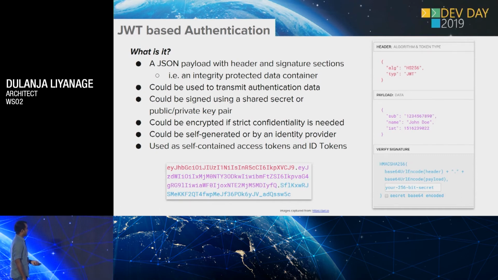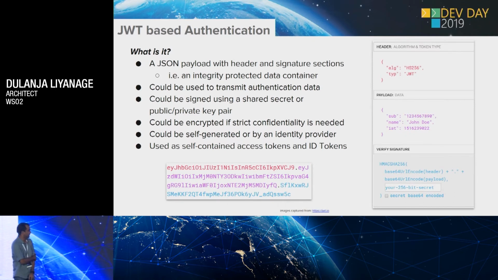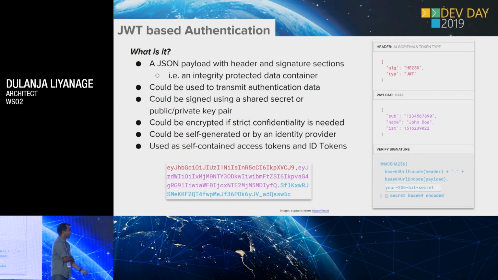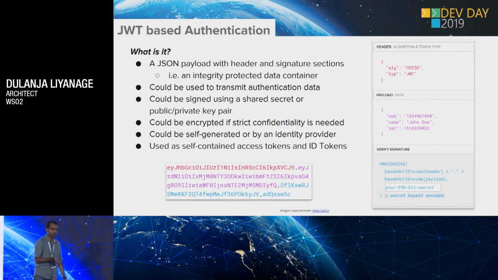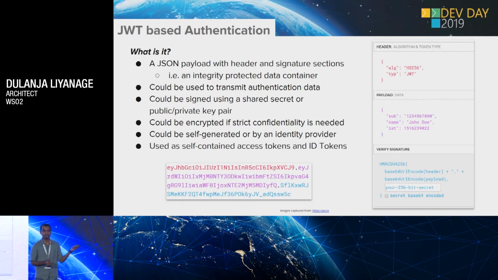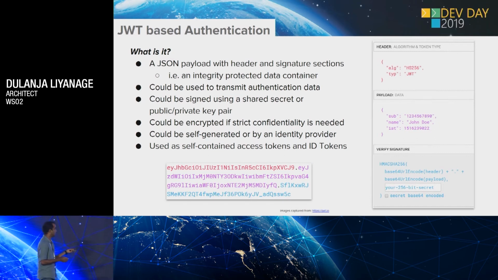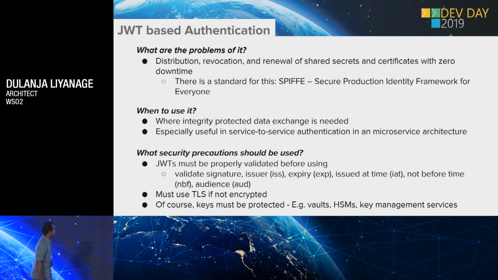Okay, so JWTs can be used as self-contained access tokens and ID tokens. Also, these can be encrypted. The standard is called JWE, JSON Web Encryption, right? So if your app is a sensitive app, these must be encrypted, right? Yeah. Okay. So what are the problems of it?